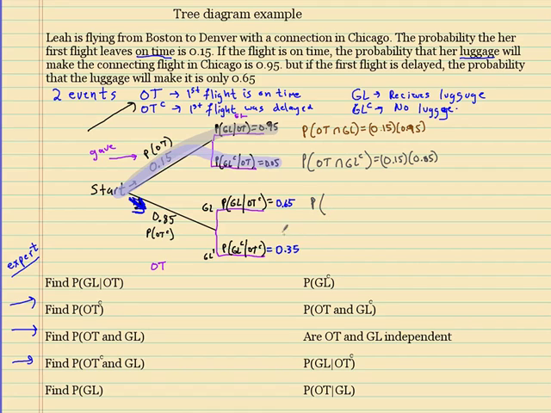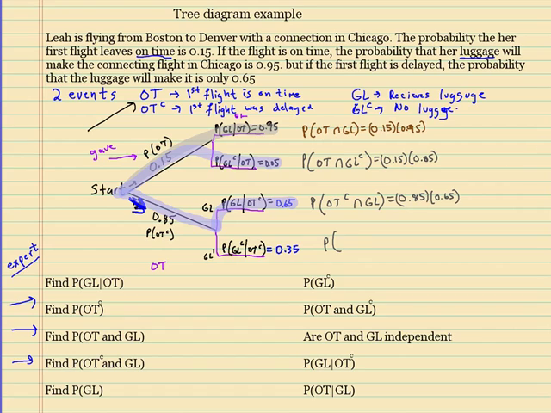Okay, so this route, the next route is going to be, okay, you showed up and your flight wasn't on time, but you still got your luggage. Flight wasn't on time, but you still got your luggage. Okay, so that's going to be the flight wasn't on time, but you still got your luggage. So that's going to be 0.85 times 0.65.